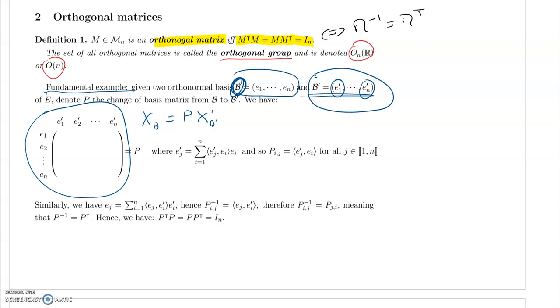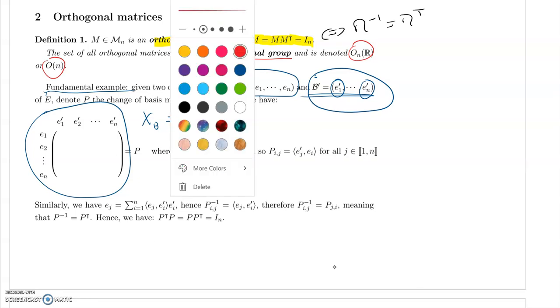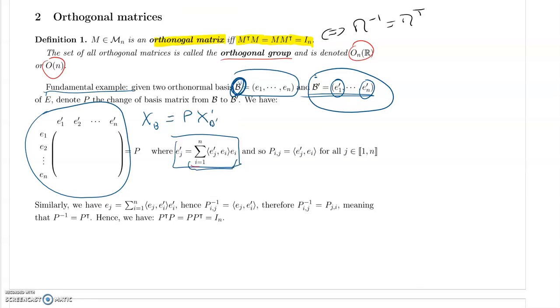Again, the columns of this matrix are the components of the e prime vectors in the e basis, and you know that these components are given by this relation. That's what we saw just previously. The components are given by the scalar product of the two vectors. And so you can express explicitly the components of this change of basis matrix.